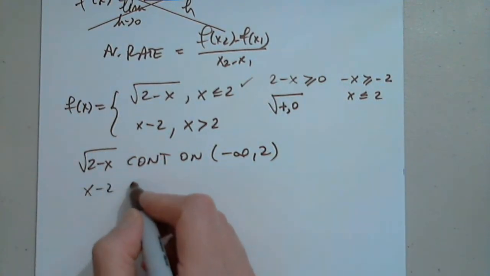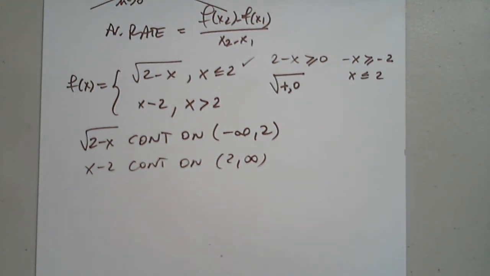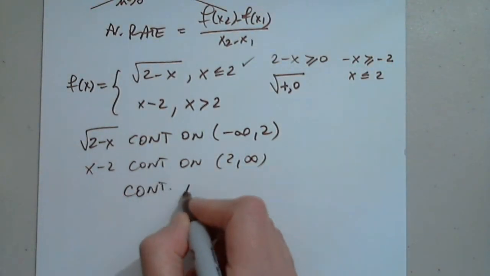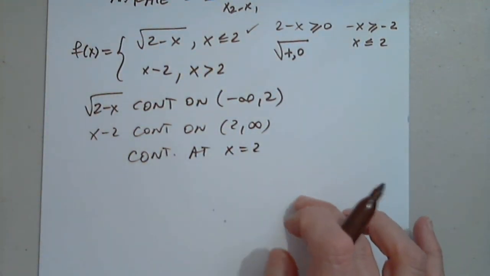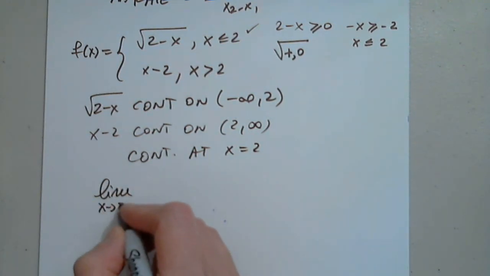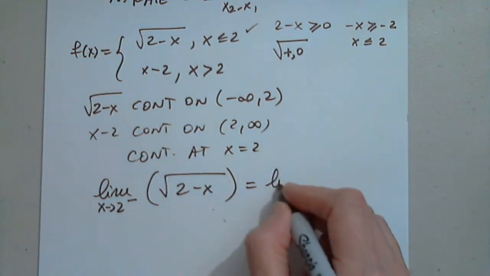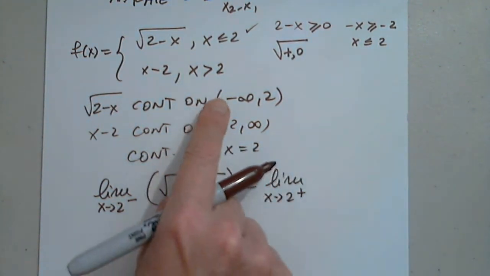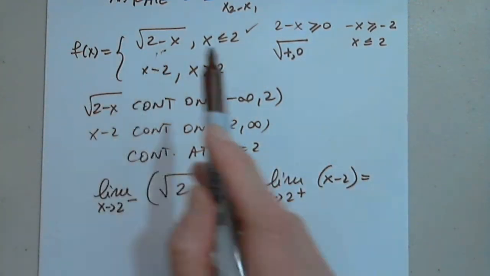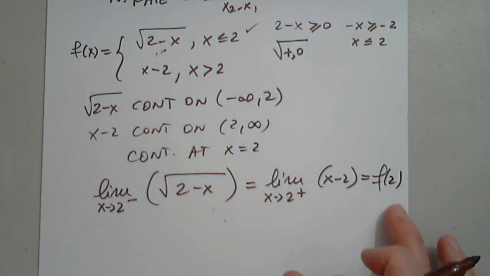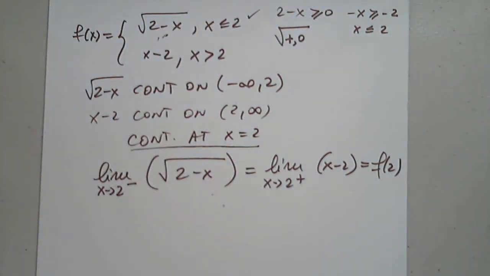Now I know that x minus 2 is continuous on 2 to infinity as a polynomial function. So the only question is continuity at x equals 2. And as I mentioned, you have to show 3 pieces. You have to show that the limit as x approaches 2 from the left of the square root of 2 minus x equals the limit as x approaches 2 from the right of x minus 2 equals f of 2, which is here, the top. If these 3 are not equal or don't exist, then the function is not continuous at 2.